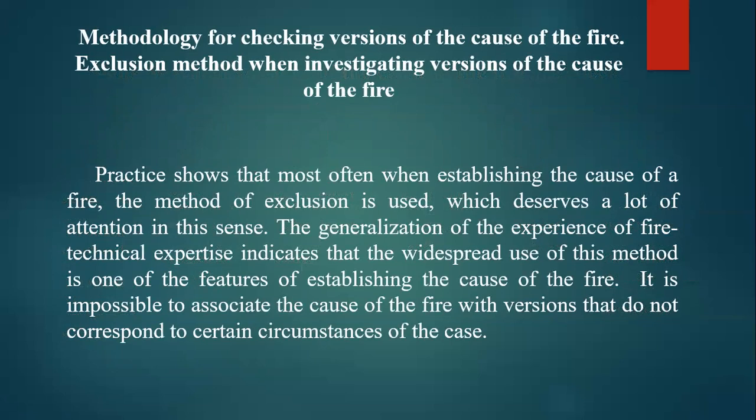Next question, methodology for checking versions of the cause of the fire. Exclusion methods when investigating versions of the cause of the fire. Practice shows that most often when establishing the cause of a fire, the method of exclusion is used, which deserves a lot of attention in this sense. The generalization of the experience of fire technical expertise indicates that the widespread use of this method is one of the features of establishing the cause of the fire. It is impossible to associate the cause of the fire with versions that do not correspond to certain circumstances of the cause.